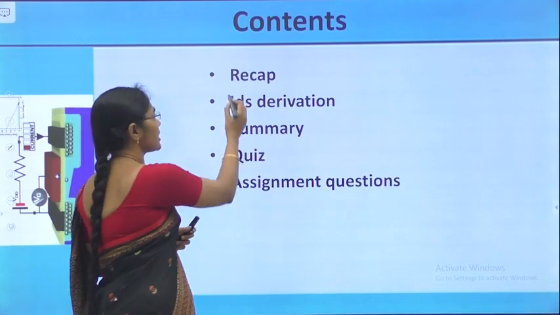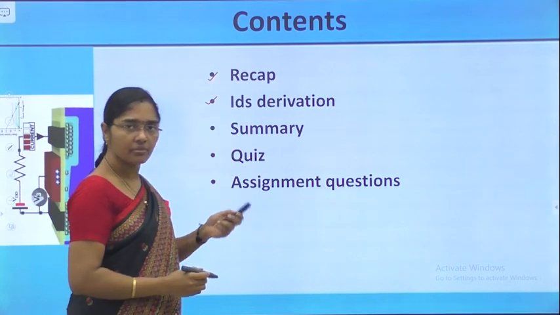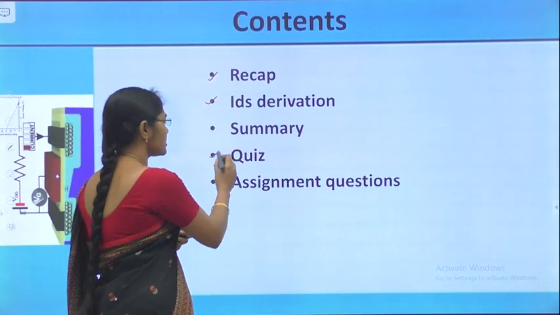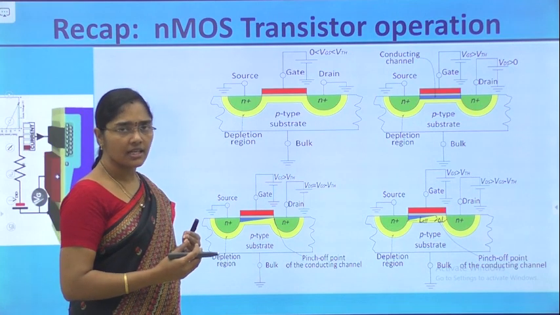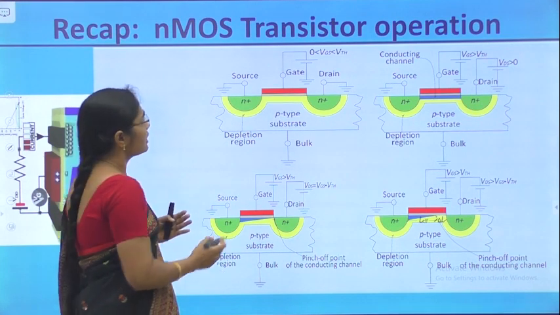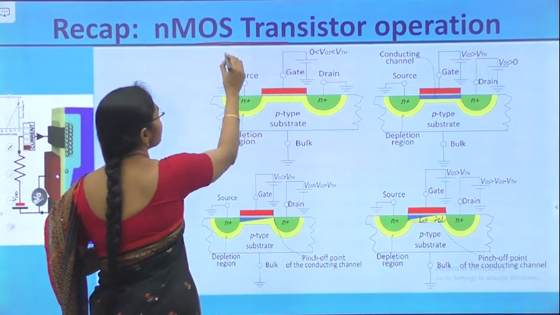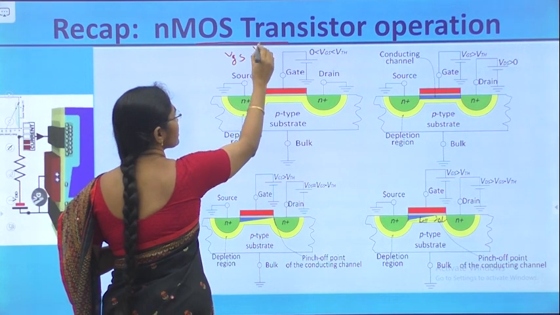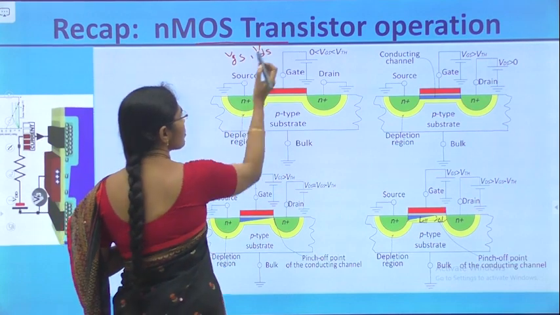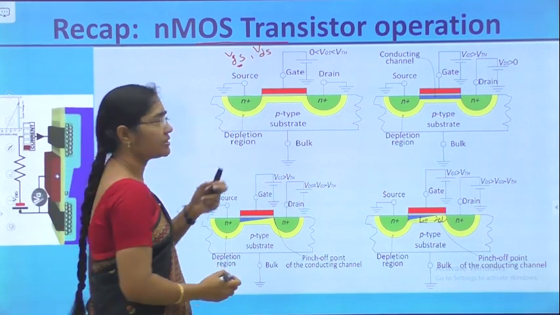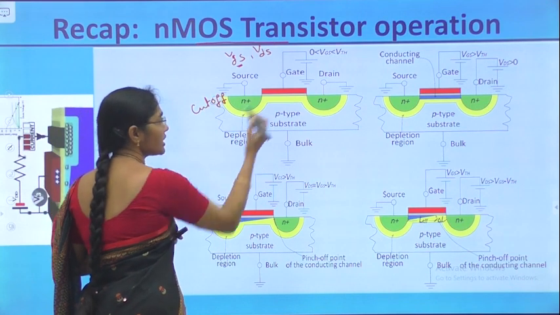The contents of this lecture are a recap of the previous lecture and IDS derivation, then summary, and it follows the quiz and assignment questions. The summary of the last lecture, that is nMOS transistor operation. Here, by applying the VGS and VDS potentials, two potentials, we have seen different regions of operations. First one is by taking these two as zeros and VGS less than VTH, we have seen cutoff region, that means no current, no channel.